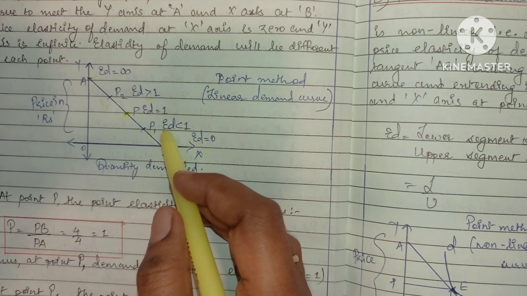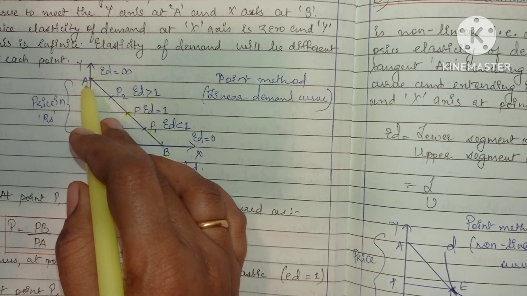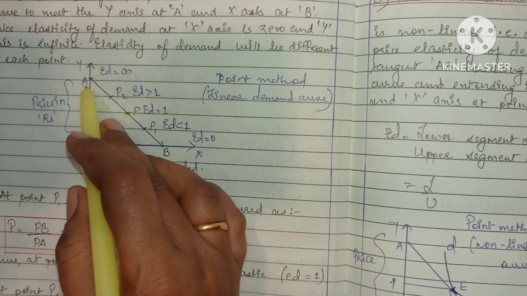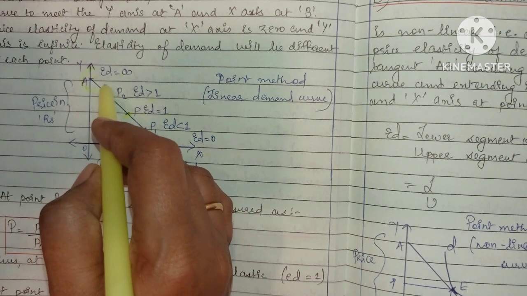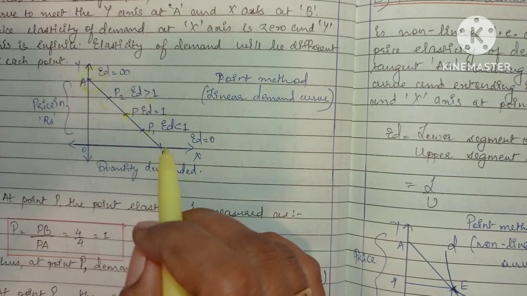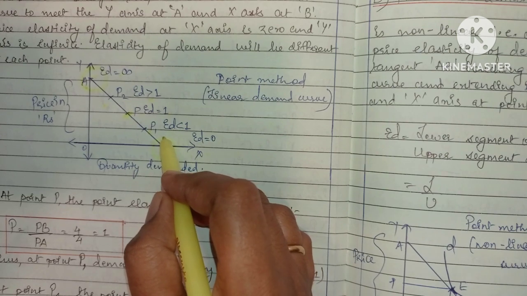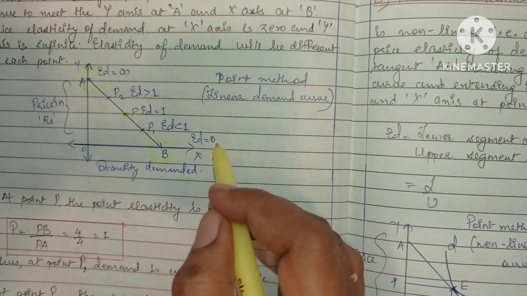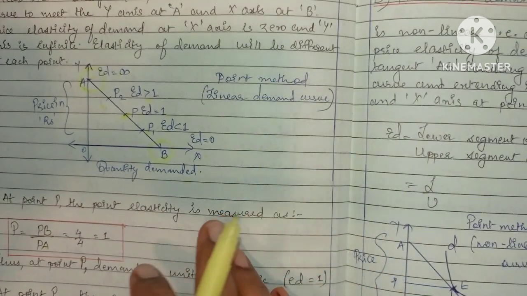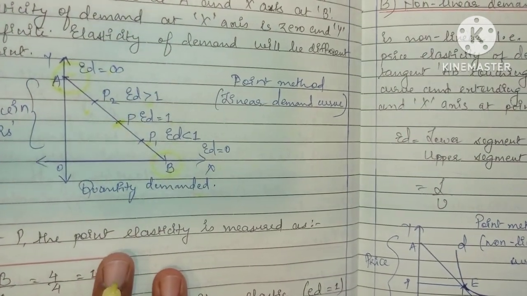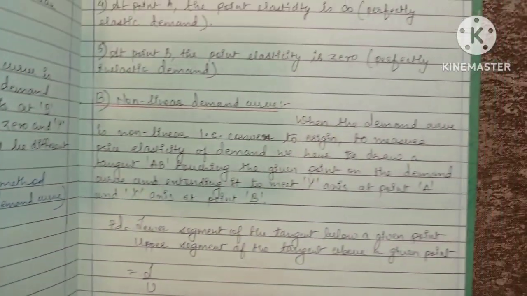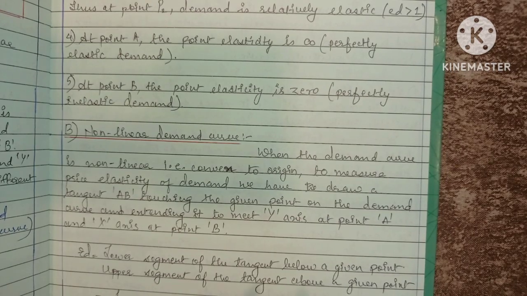And at point A, the point elasticity is infinite, it is perfectly elastic demand. And at point B, elasticity is 0, that is perfectly inelastic demand. So that was it for the linear demand curve. Okay, so now let's move to the next, that is the non-linear demand curve.